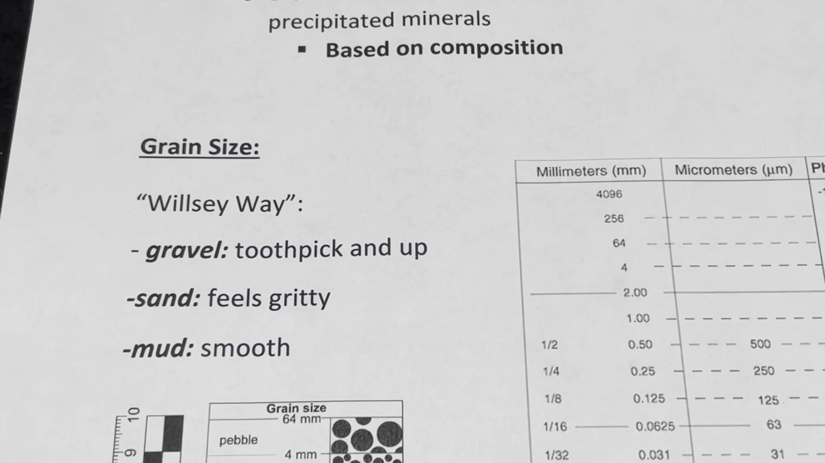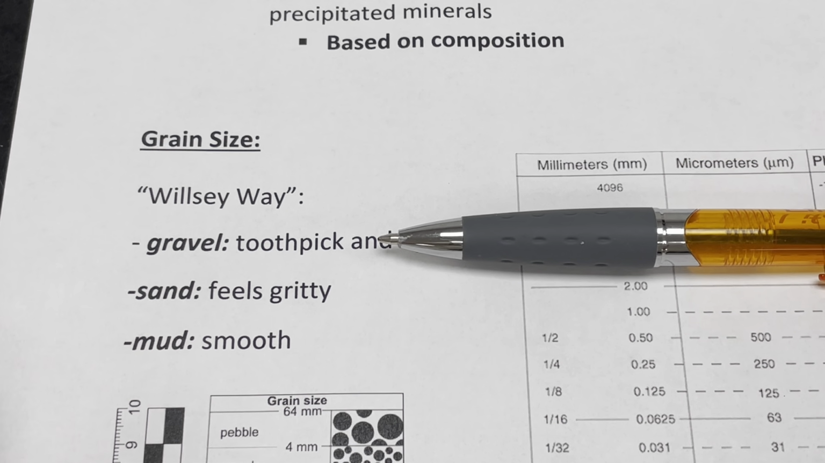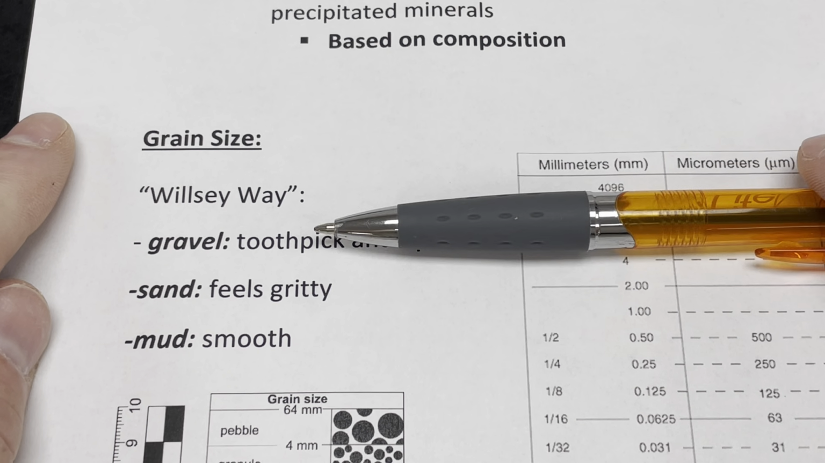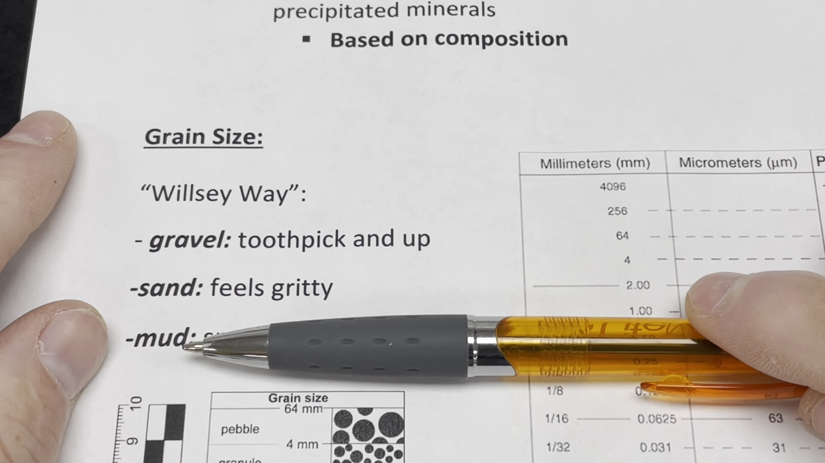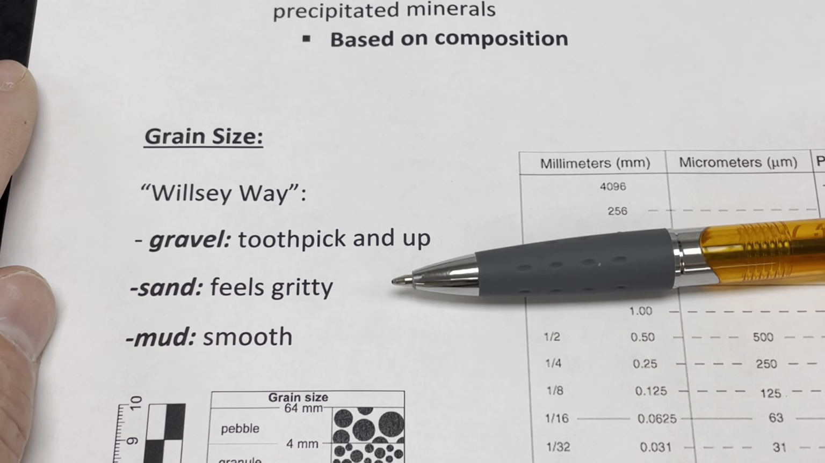we're going to use the Willsey way, which is what I like to teach with my one-on-one classes. Obviously, if you work your way up into higher upper division geology classes, you can start to take this apart and get into the weeds with the details and sort of defining each one of these. So we're going to use gravel, sand, and mud as our 3 grain sizes for sedimentary rocks. Well, how are you going to tell these apart?